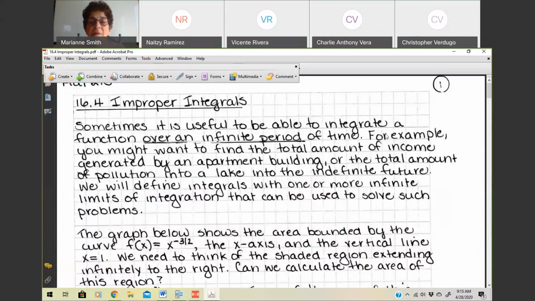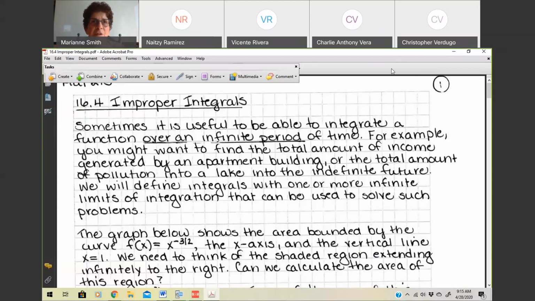So these are my notes on 16.4. And again, the point of these improper integrals, or integrals with one or more infinite bounds, is to be able to sum things up or get a total over an indefinite period of time. You might think, who cares about that? Well, some leases are for an indefinite period of time, okay?